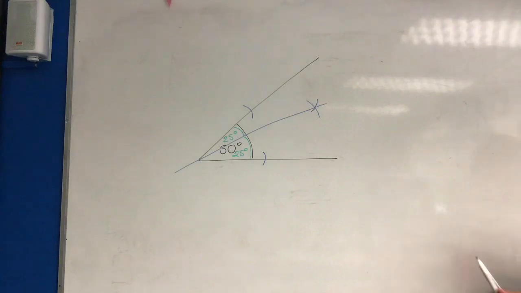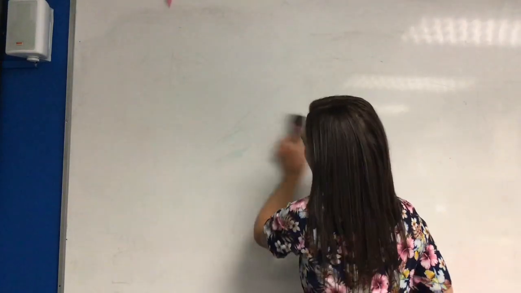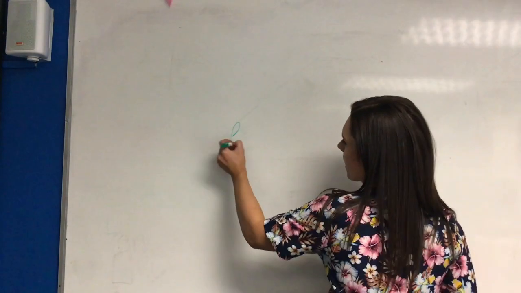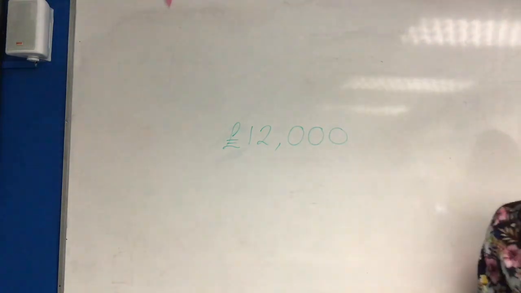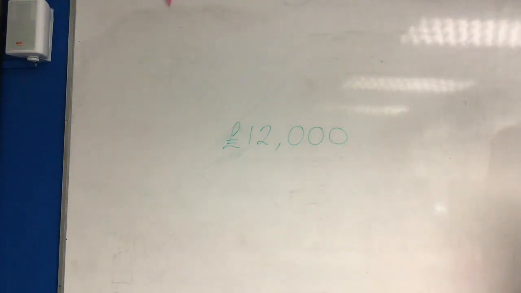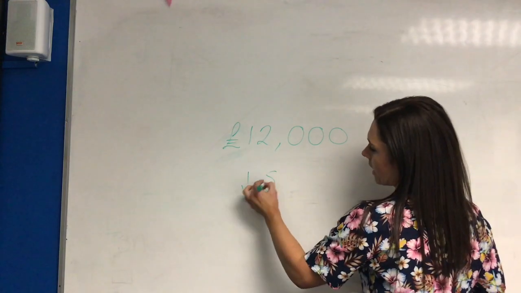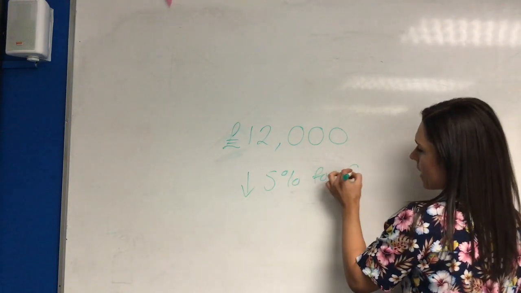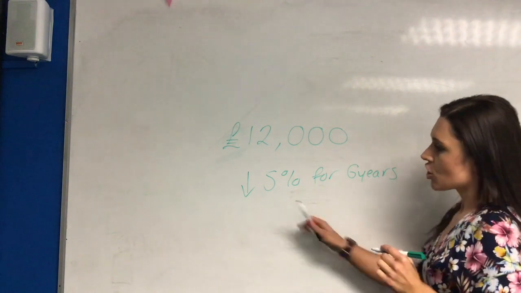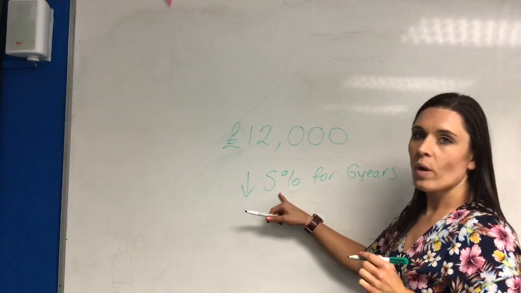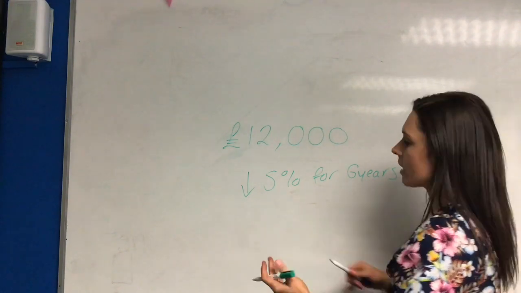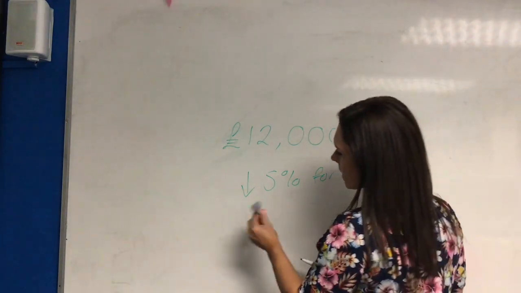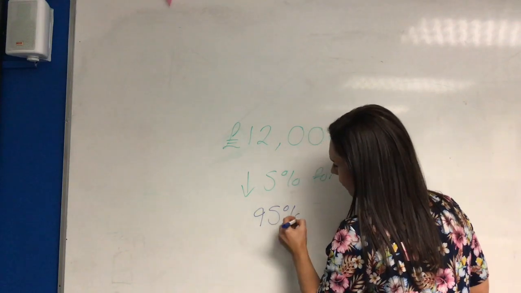And then finally for question 4, Zara has bought a car. The car was worth, to begin with, when she purchased it, £12,000, but it depreciates, so it goes down in value by 5% each year for 6 years. Now we know to decrease by a percentage, we have to work out how much that item is worth after the decrease. So a 5% decrease means it's worth 95%.